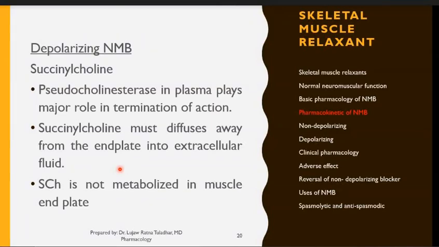And once succinylcholine reaches the muscle end plate, it is supposed to produce relaxation, which it will also, despite it being depolarizing. But for this effect of the succinylcholine to go away, it has to be washed away from the muscle plate to the plasma. In the synaptic cleft, we do not have the enzymes that are going to break down succinylcholine. The enzyme that will break down succinylcholine is either present in the liver or in the plasma. It is not present in the synaptic cleft.